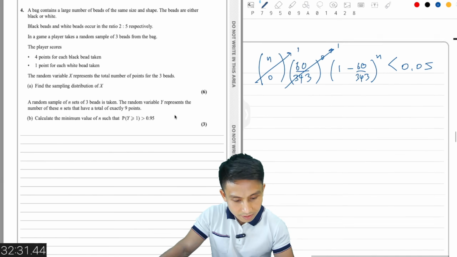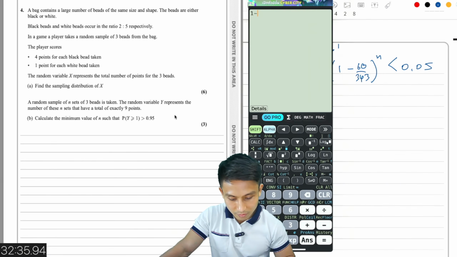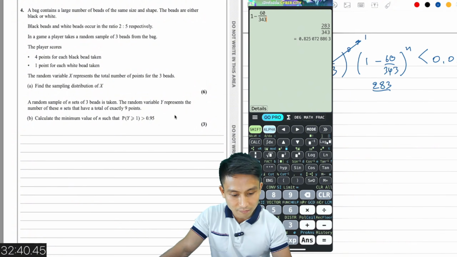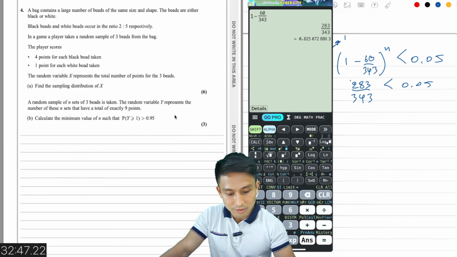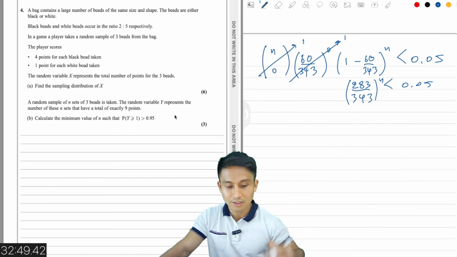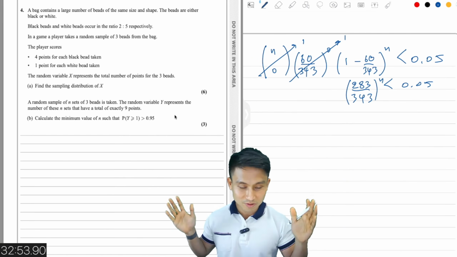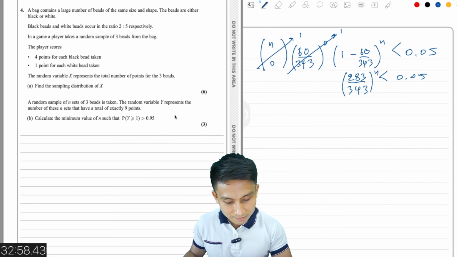So we have here, what is 1 minus that? So it's basically 1 minus 60 over 343. So that's 283 divided by 343 to the power of n, less than 0.05. Well, of course, you're doing S2, so I assume you know logarithms and log properties. So if you take log on both sides, you're going to have n log this, right?